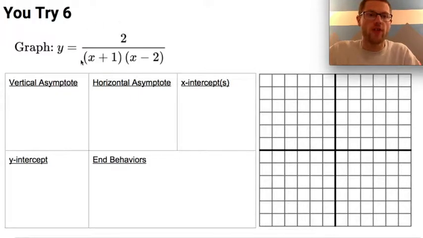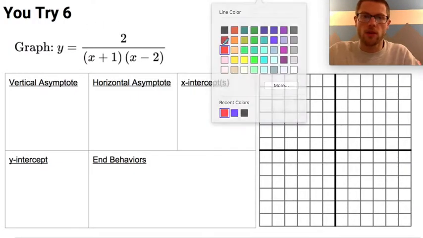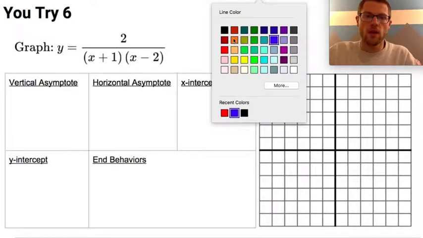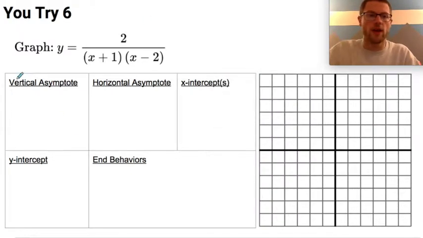We are going to graph this function here. It's a little bit more complex than the last couple we've seen, but I think we can handle it. Let's start off by taking a look at the vertical asymptote. And this time I'm going to say vertical asymptotes because there's two. Because I can have two different restrictions in my denominator, that means I'm going to have two different vertical asymptotes.